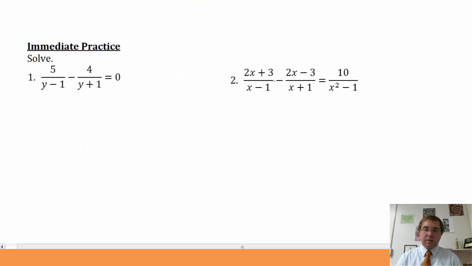Here are your immediate practice problems. 2 equations. Solve them. Make sure you write down the original problem, and show me all of your work, and check for extraneous solutions. And that is the end of section 5.9.